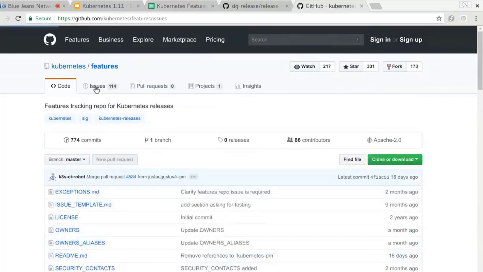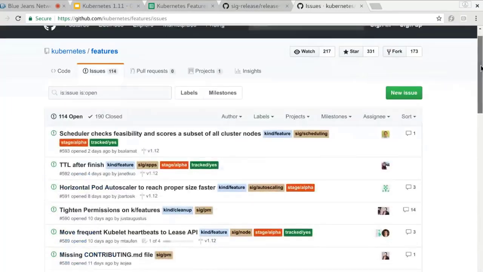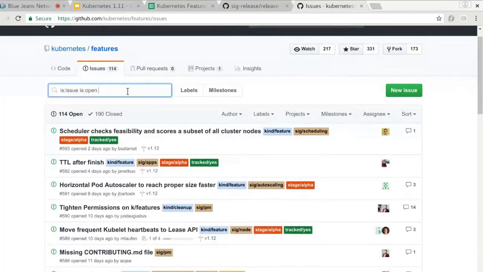So Josh, if you don't mind pulling up the features repo as well. Okay.